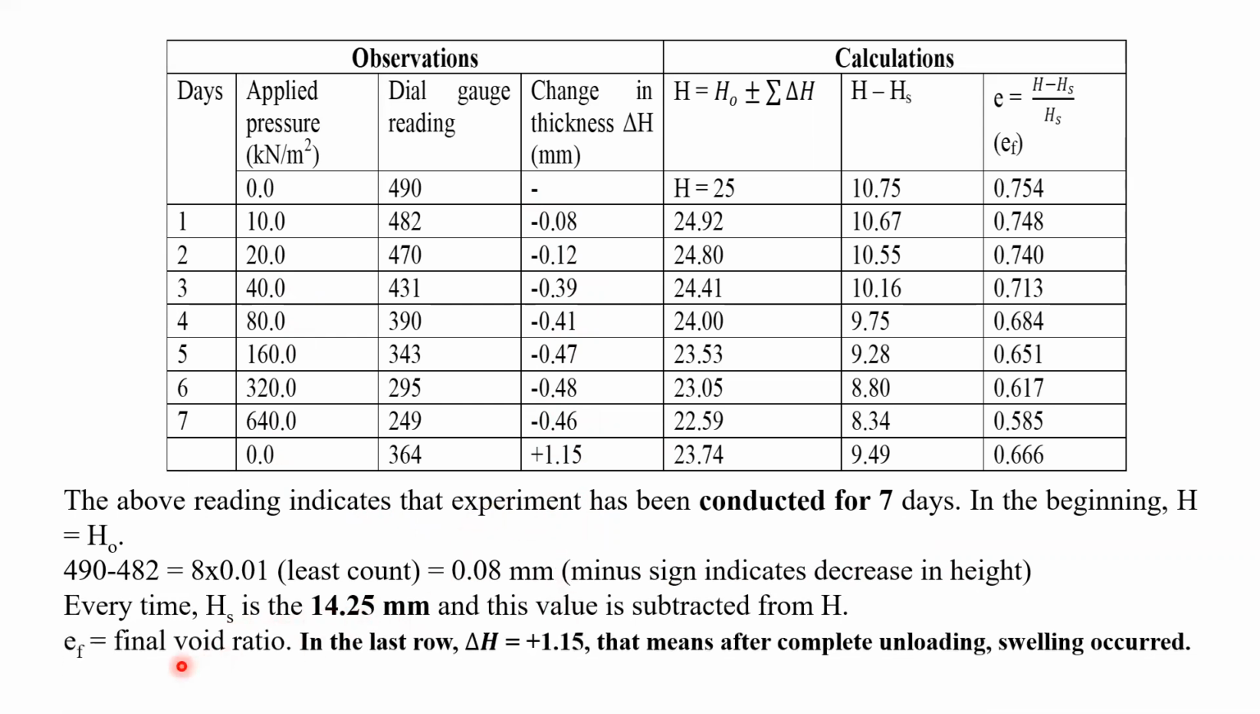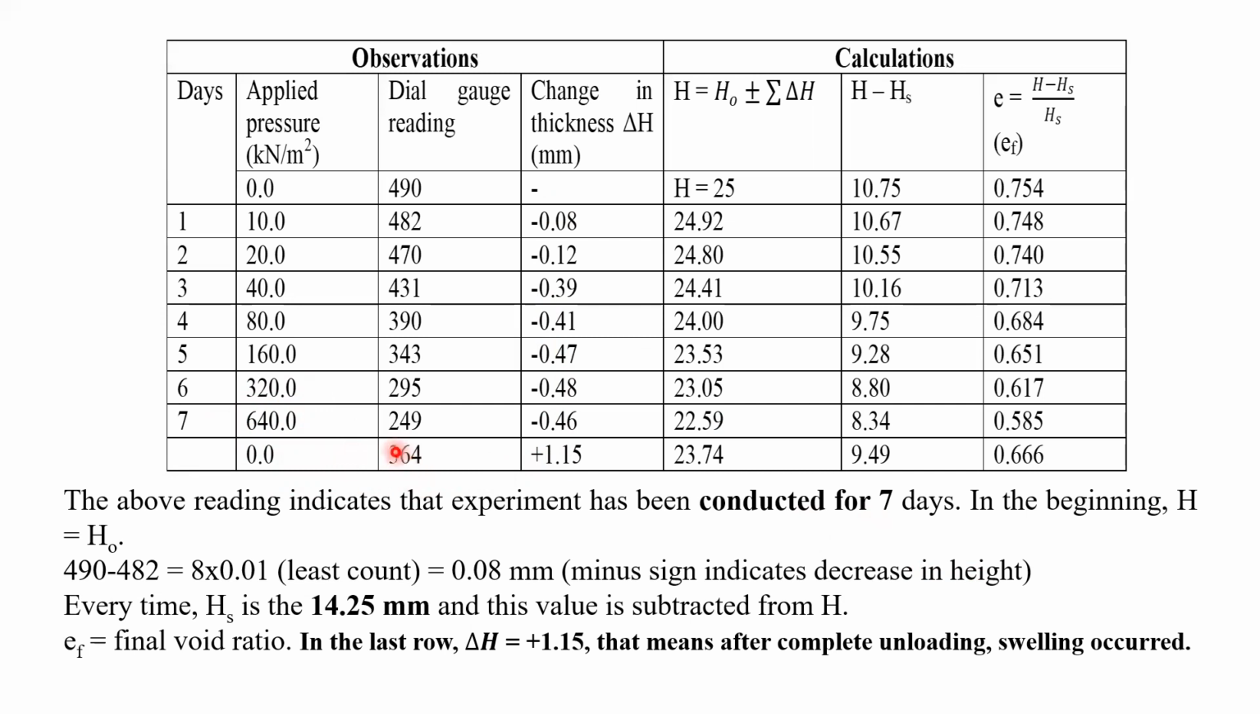And EF is the final void ratio. So here you can see that minus sign, as I told you, decrease in height. But in the last, once all the loads in the form of pressure are removed from the hanger, what is going to happen? The sample will expand.